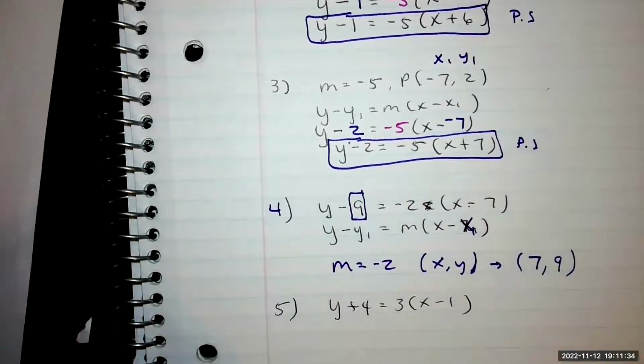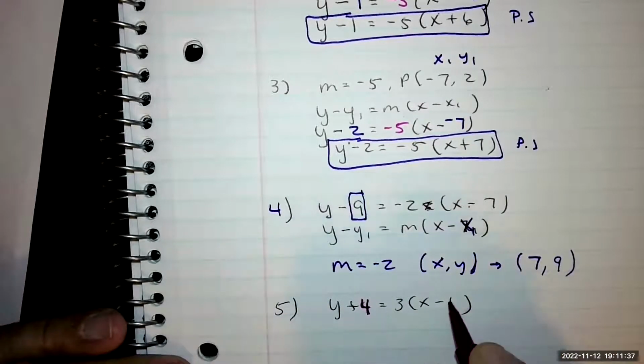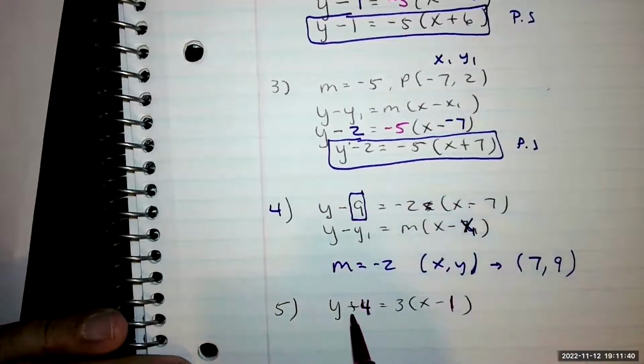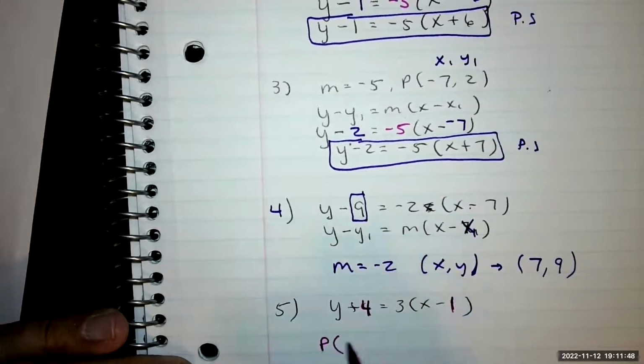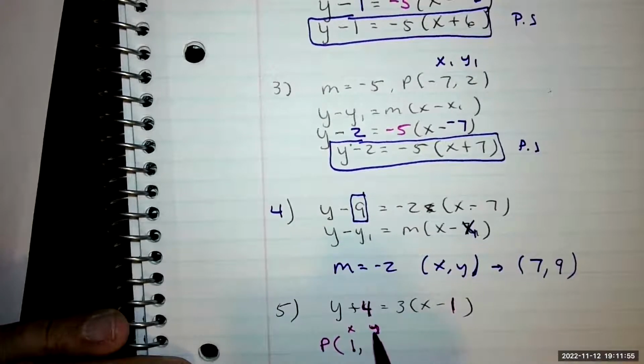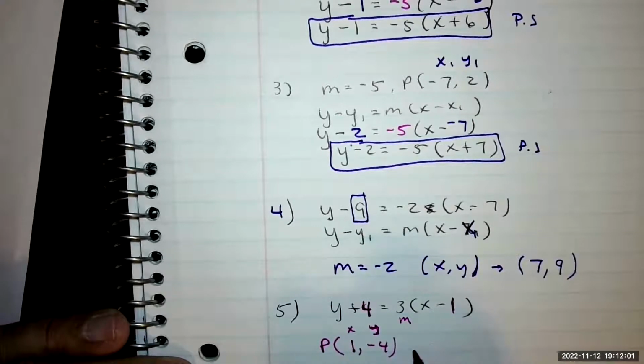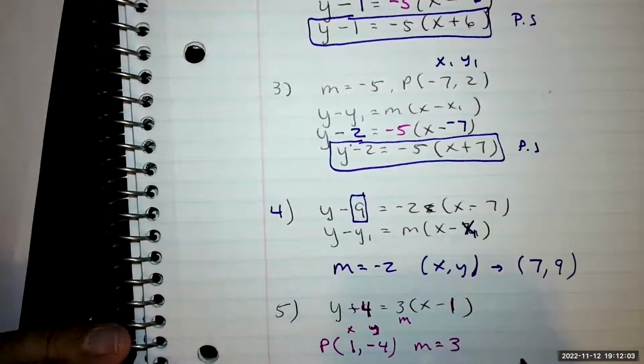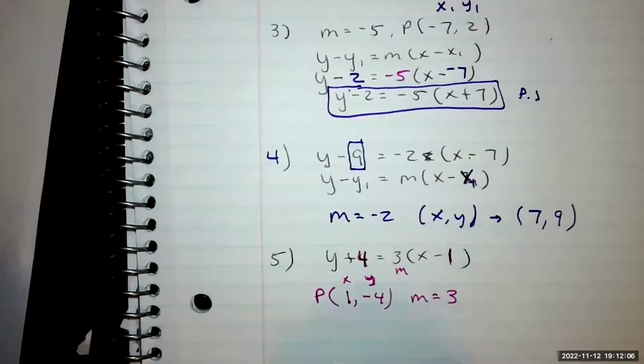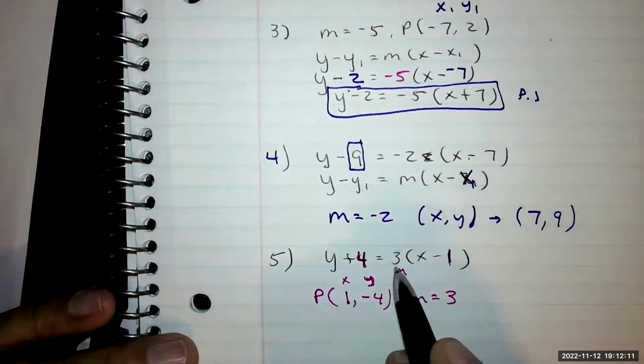What's so nice about this, you just look at them. Right here, there's my point. This is a +4, and that belongs with the y. This is my x, so remember, you do the opposite. My first one's an x, my second one's a y. That's a -1, so the opposite is +1, comma, the opposite of +4 is a -4. My slope is always the guy right before the parentheses, and it's positive, so it stays positive. So my point is 1, -4. My slope is 3. We don't change the slope, we just keep it the way it is.